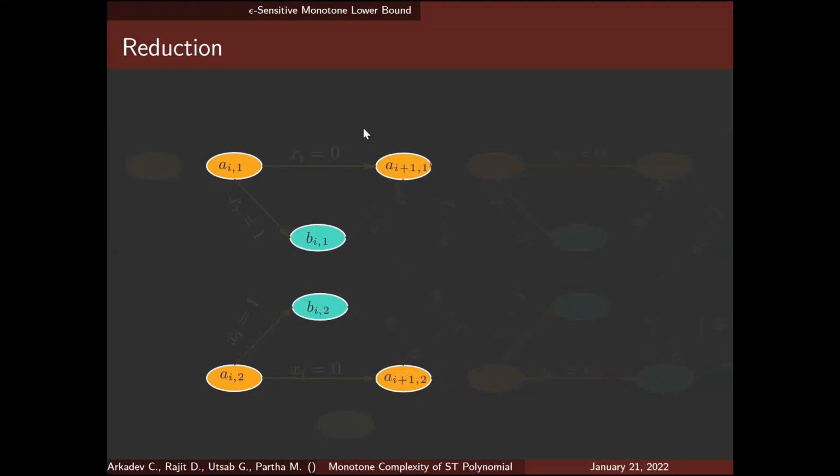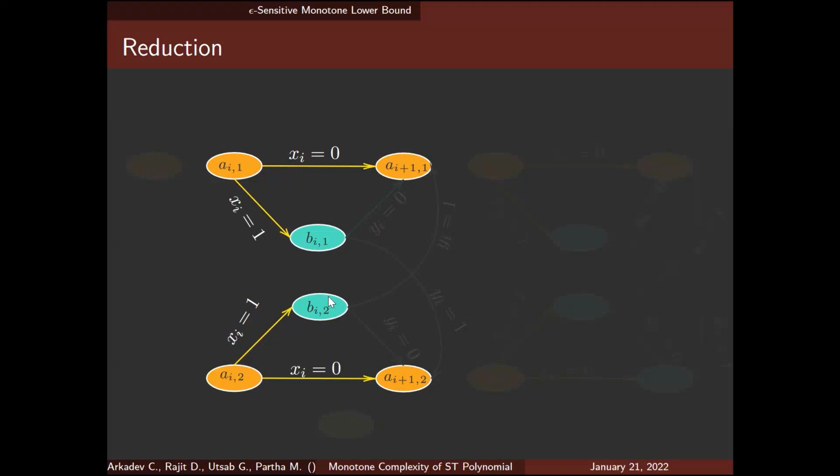Let's see how they are connected. For xi equal to 0, the top Alice node in the ith gadget is connected to the top Alice node of the i plus 1th gadget. Similarly, the bottom Alice node of the ith gadget is connected to the bottom Alice node of the i plus 1th gadget. For xi equal to 1, the top Alice node of the ith gadget is connected to the top Bob node of the ith gadget. And similarly, the bottom Alice node of the ith gadget is connected to the bottom Bob node of the ith gadget.